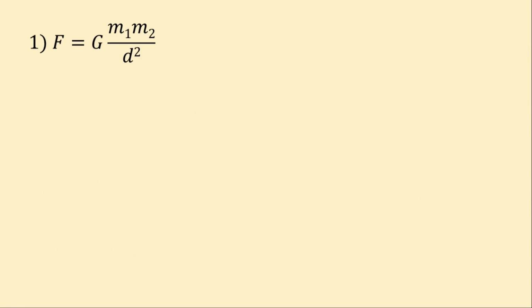Number one, we can use this equation: F equal to capital G m1 m2 by d square. We use this equation if two bodies having masses m1 and m2 are separated by a distance d, and we have to calculate the gravitational force between them. In this equation we have the terms F, m1, m2, d and G. Out of these five, if any four quantities are given and the fifth is asked, then you can use this equation to solve the numerical problem.